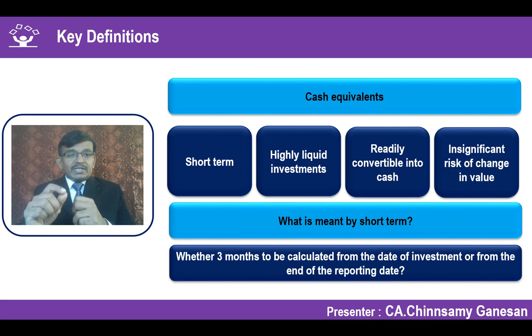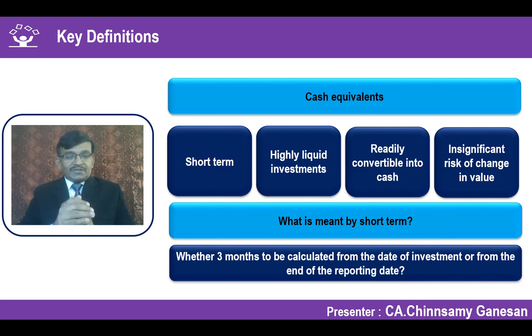So the consideration here is that 3 months of original maturity is what we have to see. Accordingly, the 3 months has to be calculated from the date of investment, and the reporting date is not the basis to determine cash equivalent.